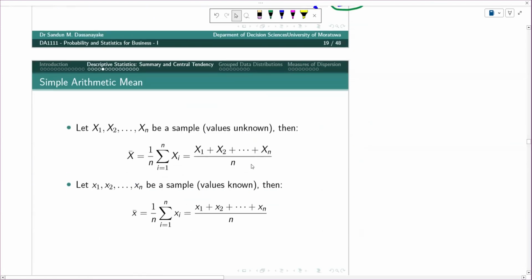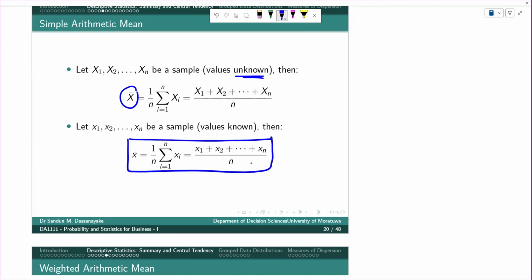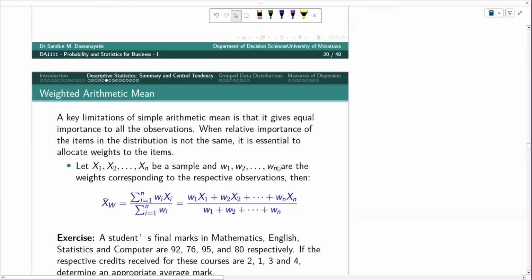Now let's go to the simple arithmetic mean in terms of values unknown. You have capital X bar when the unknown values are there. The thing that we have been using since our childhood, since grade 8, I think, this simple X bar: you add them up and divide by the total number, because the values are known. That's about simple arithmetic mean.